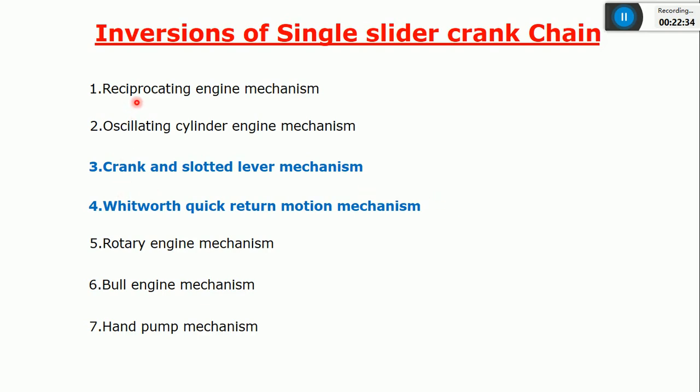First one is a reciprocating engine mechanism. Second is the oscillating cylinder engine mechanism. Third, the crank and slotted lever mechanism. Fourth is a Whitworth quick return motion mechanism. Fifth is a rotary engine mechanism. Sixth is a bull engine mechanism. Finally, seventh is a hand pump mechanism. Make a star mark on the third one and the fourth. Please take a minute and write this down.